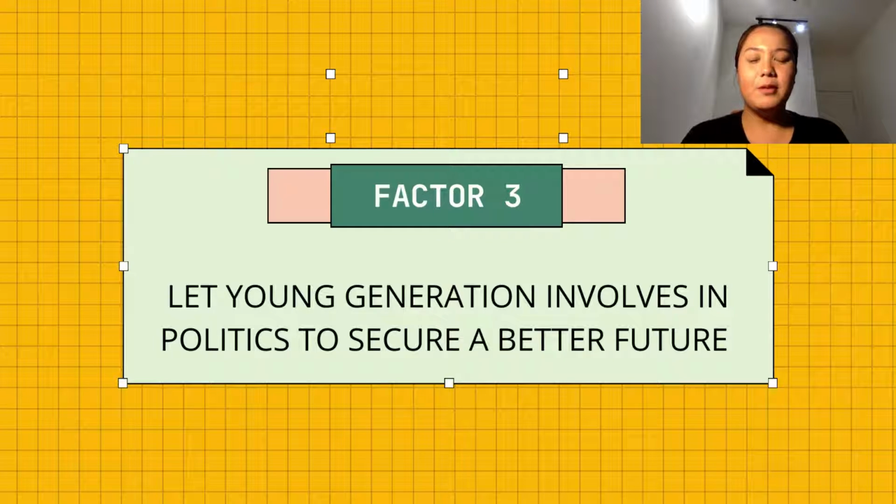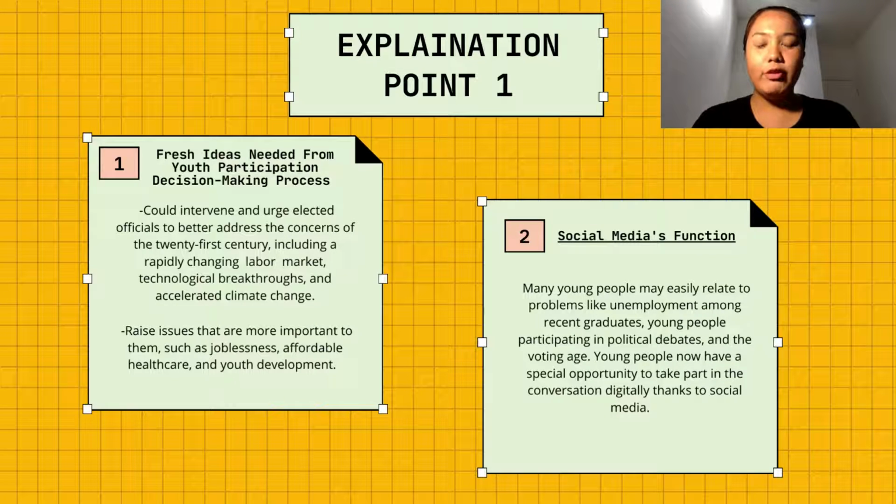Hi, my name is Siti AMELDA, and I'm going to explain the third factor of exercising democracy in the modern era, which is by letting the young generation involve themselves in politics to secure a better future. Now let's start with the explanation for point 1, which is fresh ideas needed from youth participation, especially in the decision-making process.